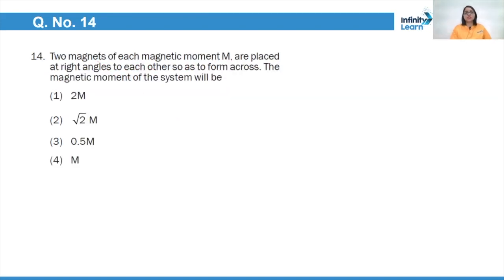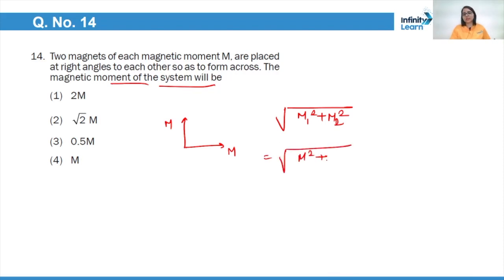Question number 14. Two magnets of each magnetic moment M and M are placed at right angles to each other so as to form a cross. The magnetic moment of the system will be. So magnetic moment of the system will be under root of m1 square plus m2 square, which is equal to under root of m square plus m square, and this will give you under root 2 m. So correct answer is option 2.